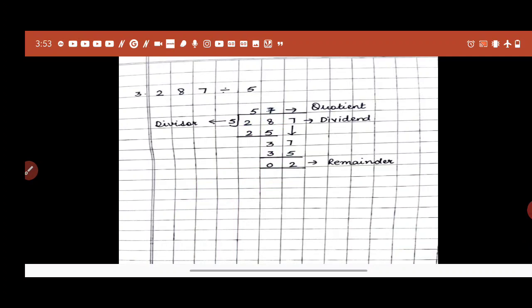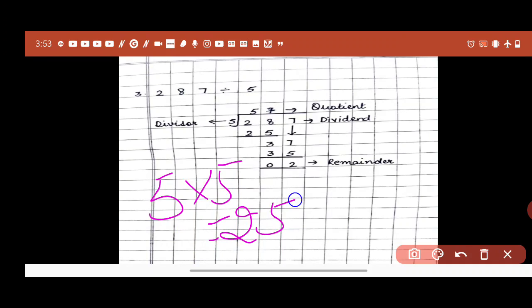Which is the next smaller number? Count the table of 5. 5 ones are 5. 5 2s are 10. 5 3s are 15. 5 4s are 20. 5 5s are 25. So you see, 25 is smaller than 28 and closer to 28. So what we will do? Write down 5 5s are 25.